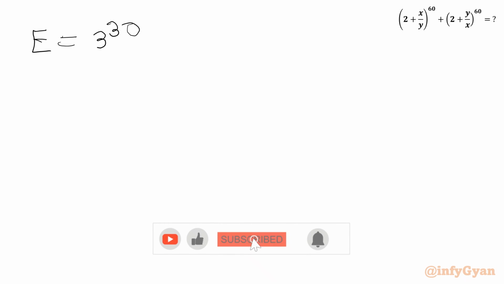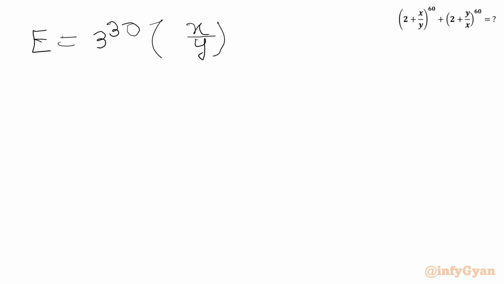Let me write here 3^30 in the bracket (x/y)^60 plus (y/x)^60. Now point is we have to evaluate x over y.